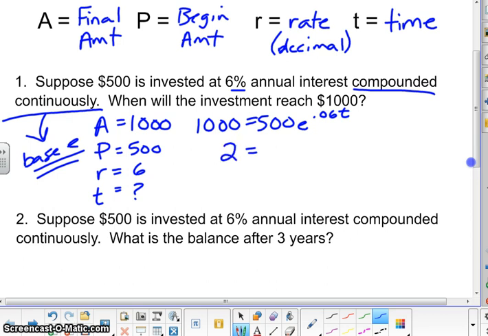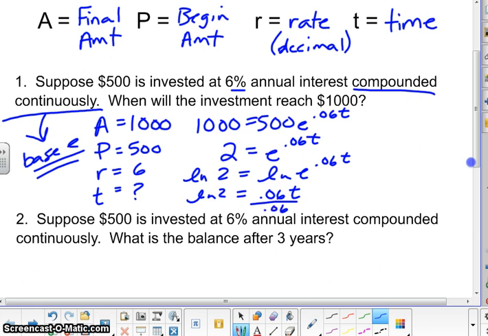Okay, so now we're going to divide both sides by 500. 2 equals e to the 0.06 times t. And we're going to take the natural log of both sides, just like we did in yesterday's notes. Take the exponent to the front, and then we know the natural log of e is just 1, so I'm not even going to bother writing that down. Divide both sides by 0.06, and go ahead and plug that in your calculator. And you should get t equals 11.56.